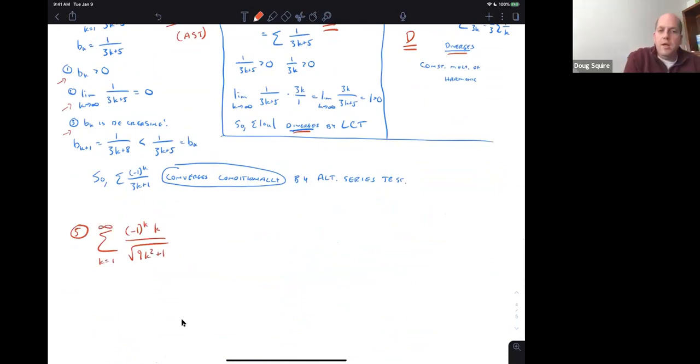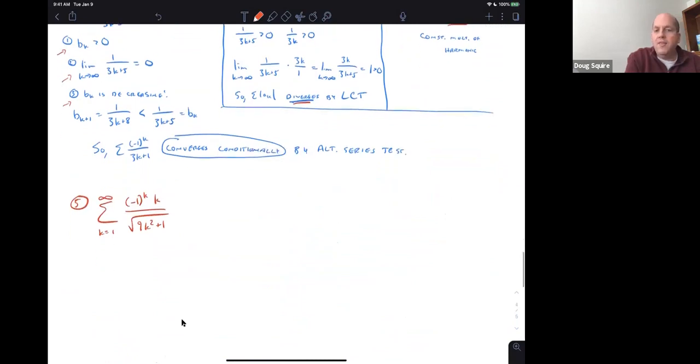This one, if you start doing it like the other problems, it looks the same, but when you get to the far right, you get the k's to cancel. So if you did get to this one, you'd be at k over the square root of 9k squared, which is the sum 1/3, and that should cue you in to something weird is going on. That means it's the k-term test.